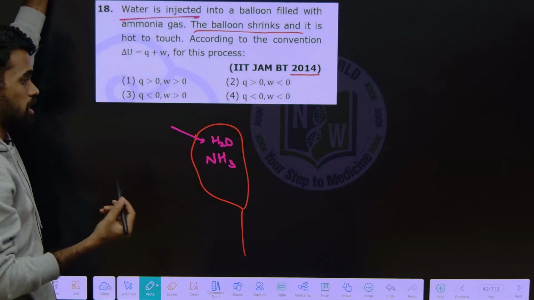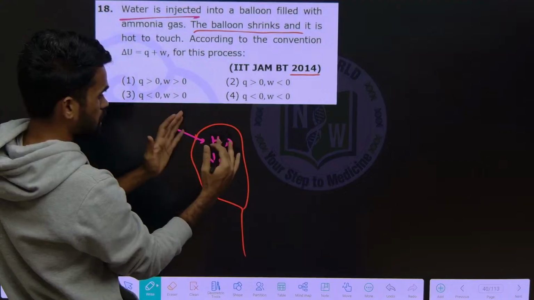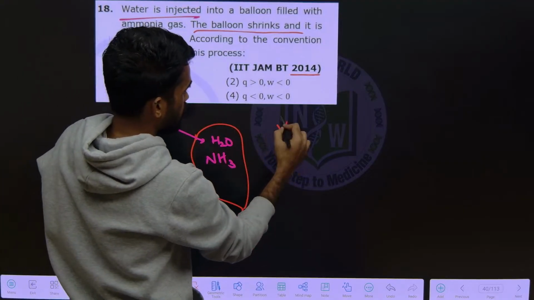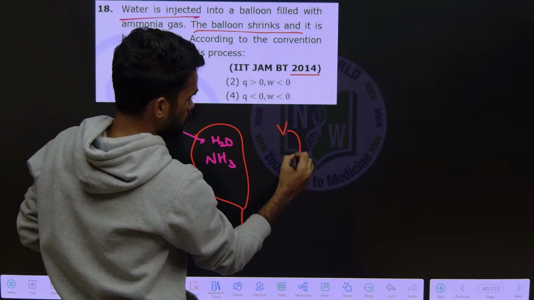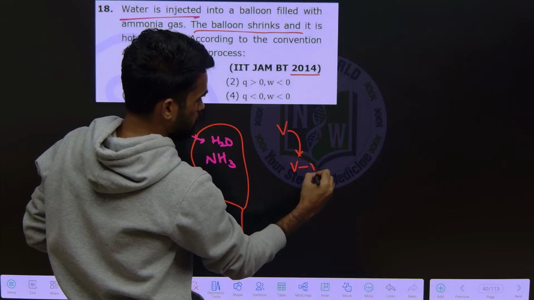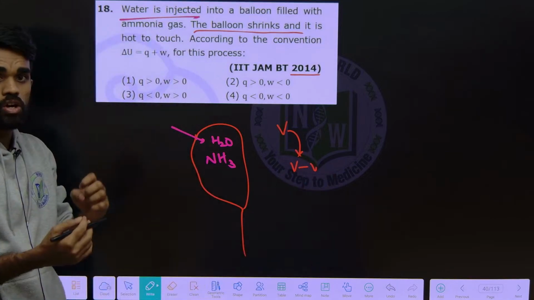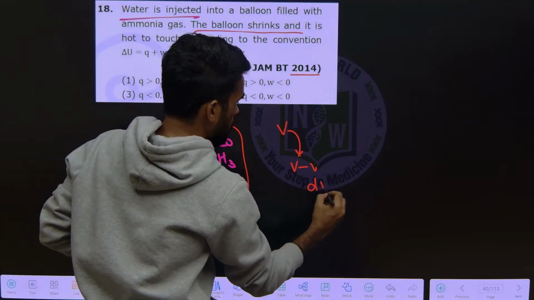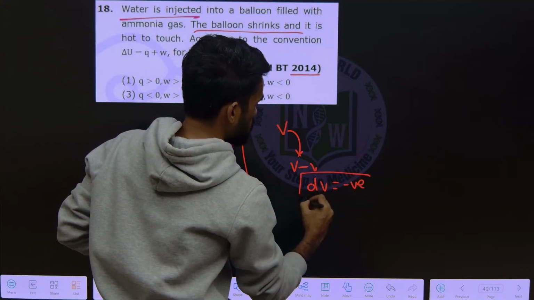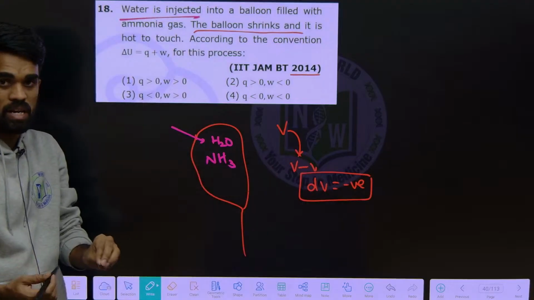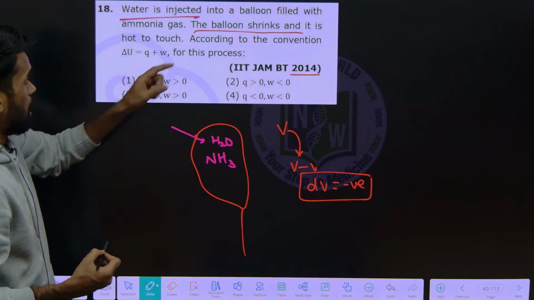Balloon is shrinking, so shrinking means initially it is having V amount of volume. Now it is becoming V minus some amount, it is decreasing. So volume is decreasing here, so change in volume will be negative. You keep it aside, I will explain that.